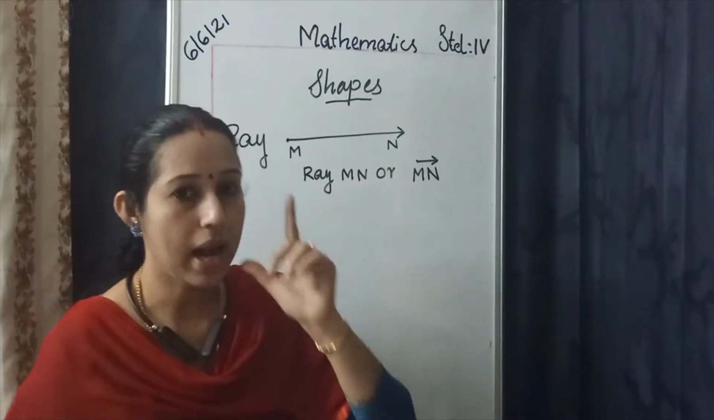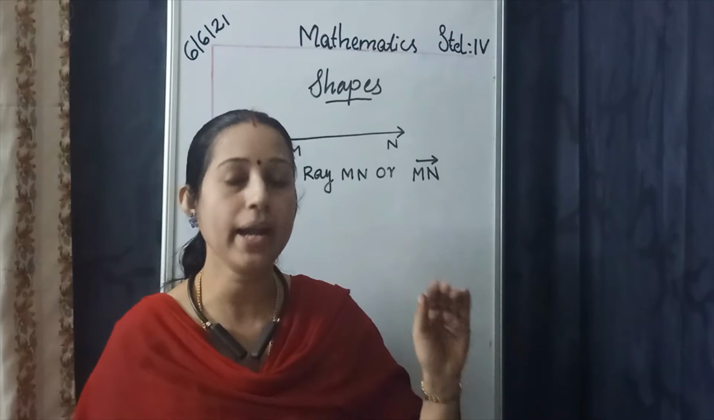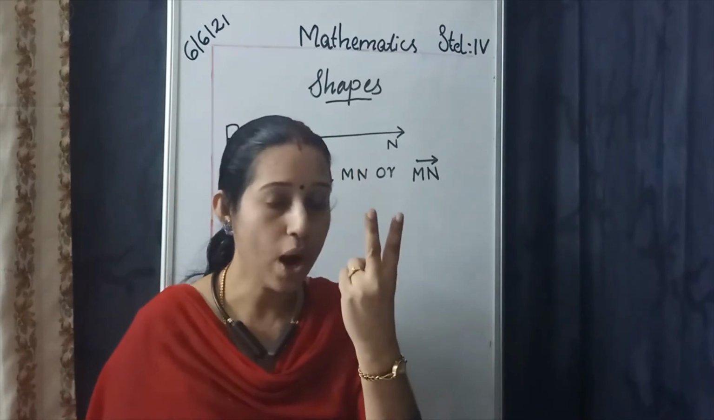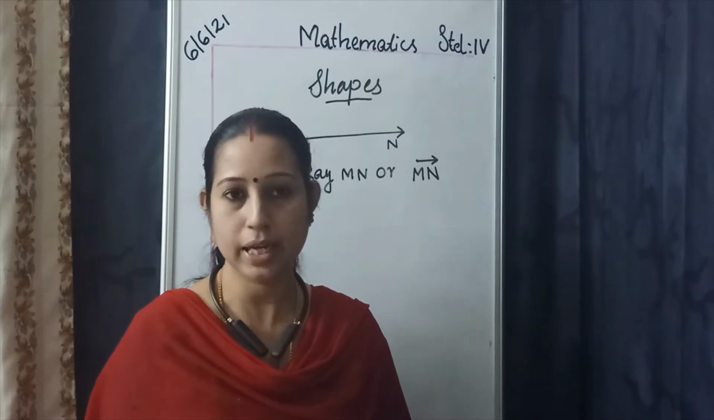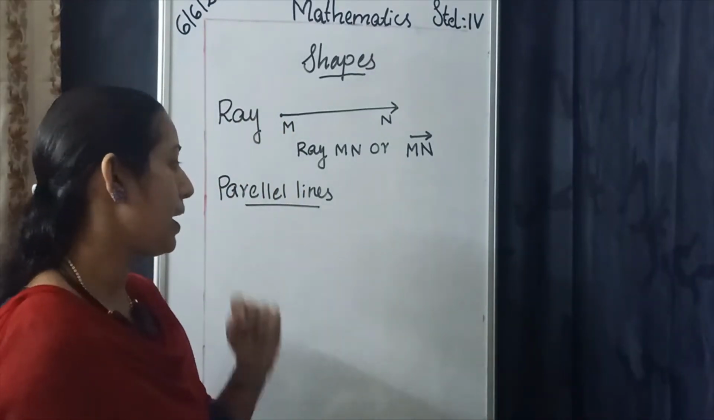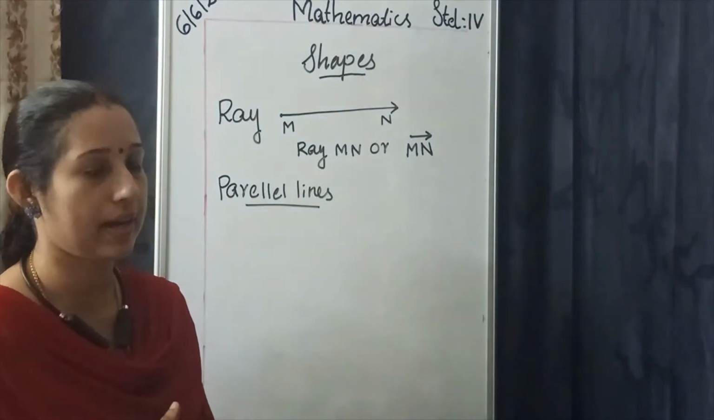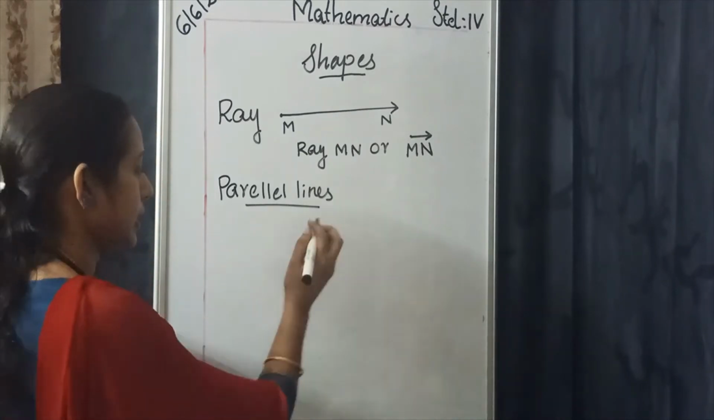Okay, so line, no end point. Line segment, 2 end points. Ray, 1 end point. Clear? Next term is parallel lines. What is parallel lines? Just listen here.